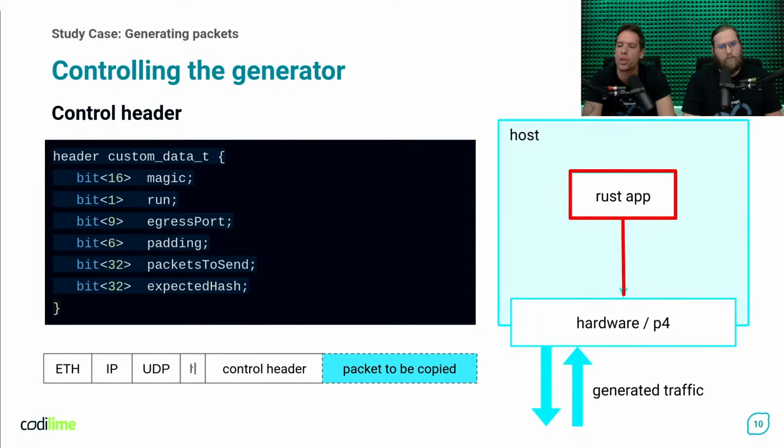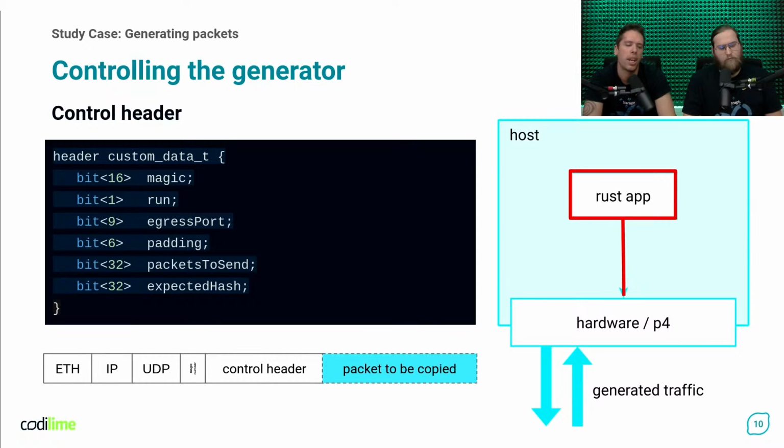So how do we control the generator? The REST application, as I have mentioned, sends control packets to the hardware. The control packets are basically like packets encapsulated in a UDP packet. So at the beginning, you have the usual ETH, IP, UDP. And then our control header begins, and first it has a magic number. This is how the P4 knows that this is a packet that is directed to it, and not just a normal traffic packet that would be forwarded somehow else.